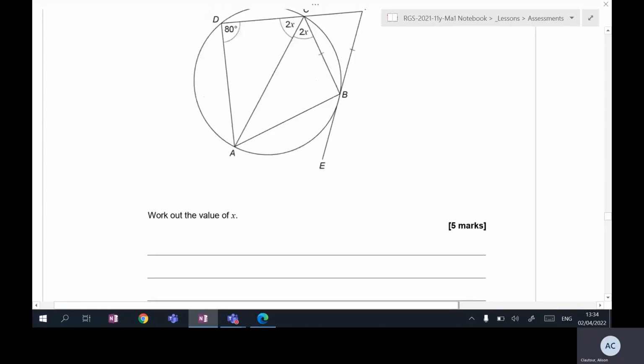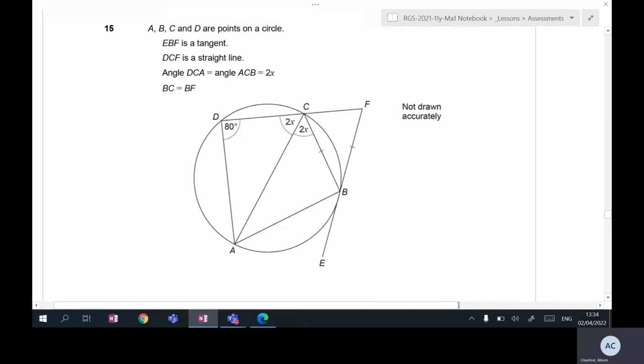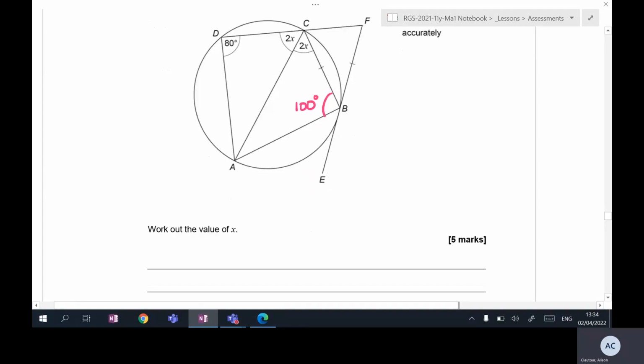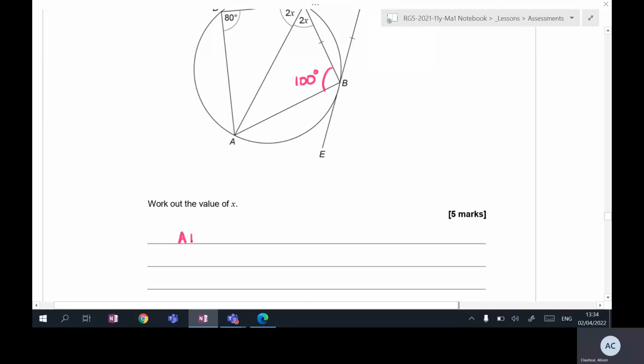That's going to be our main method. The most obvious one is probably this one here, which is 100, because you've got a cyclic quadrilateral here, so they're going to add up to 180 degrees. So we're going to say ABC is 100, and you do have to put your reasons: angles in a cyclic quadrilateral.